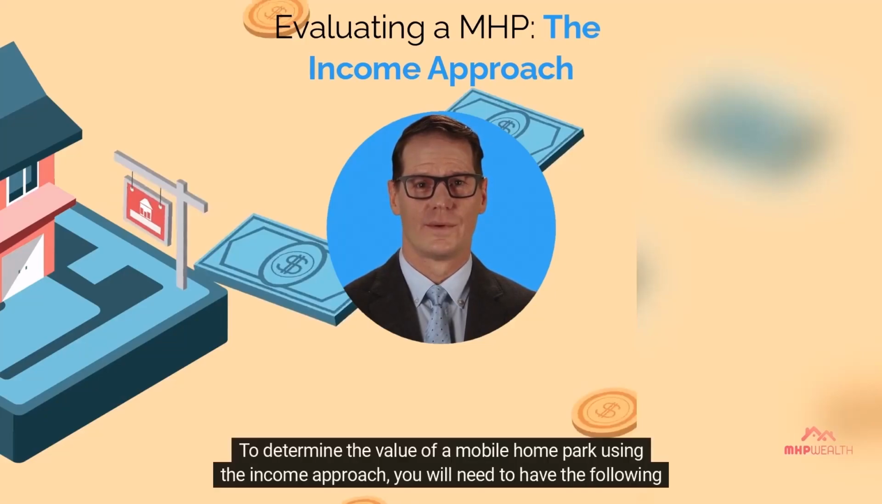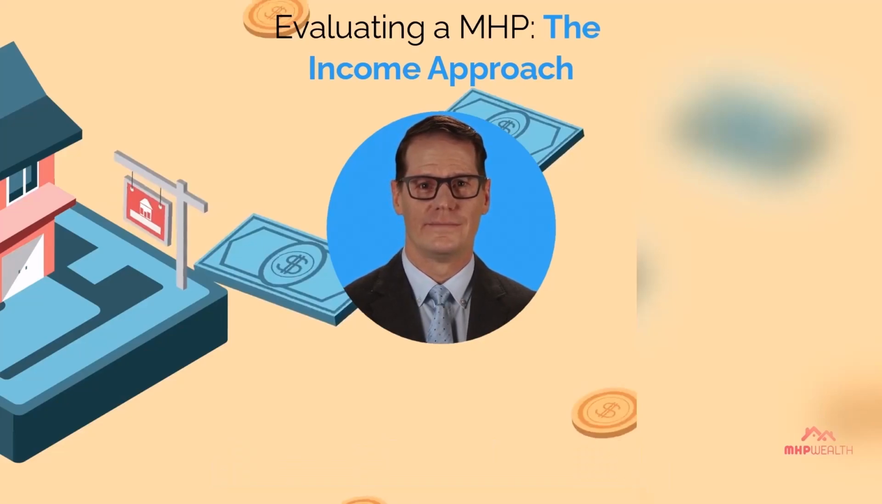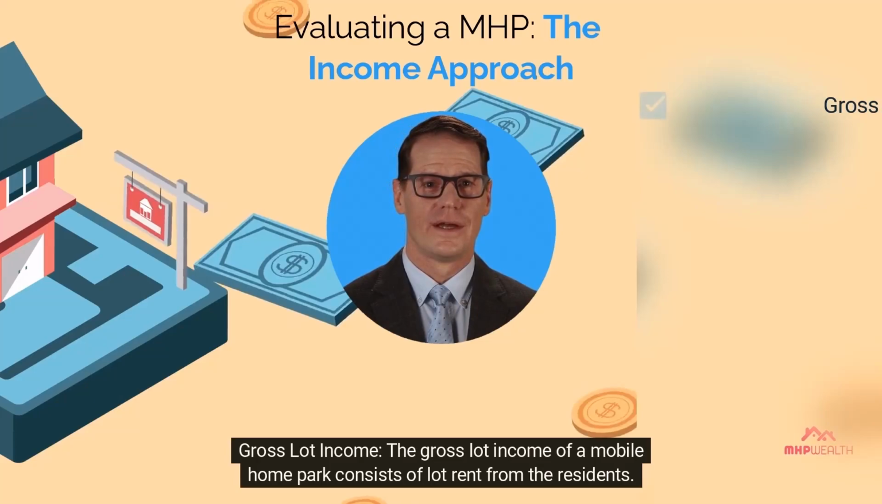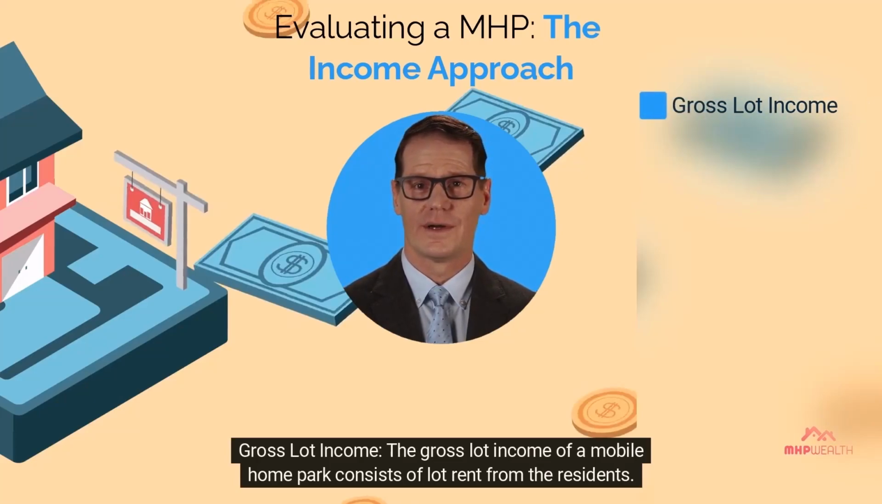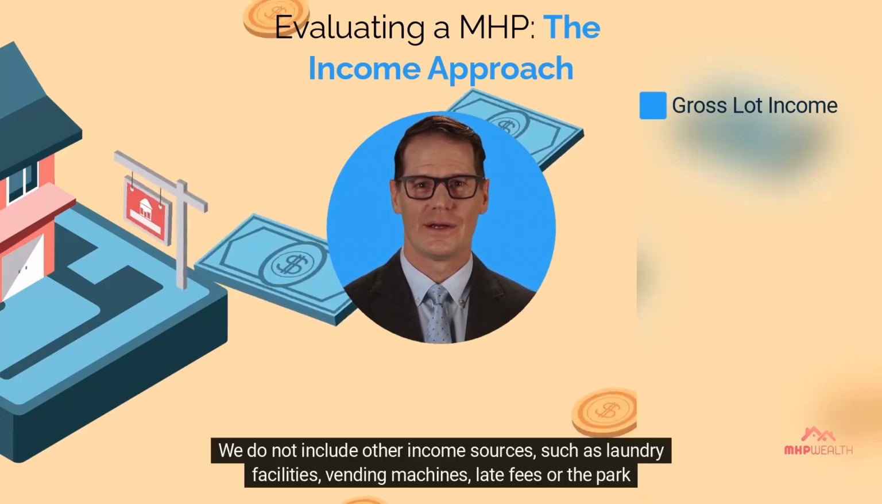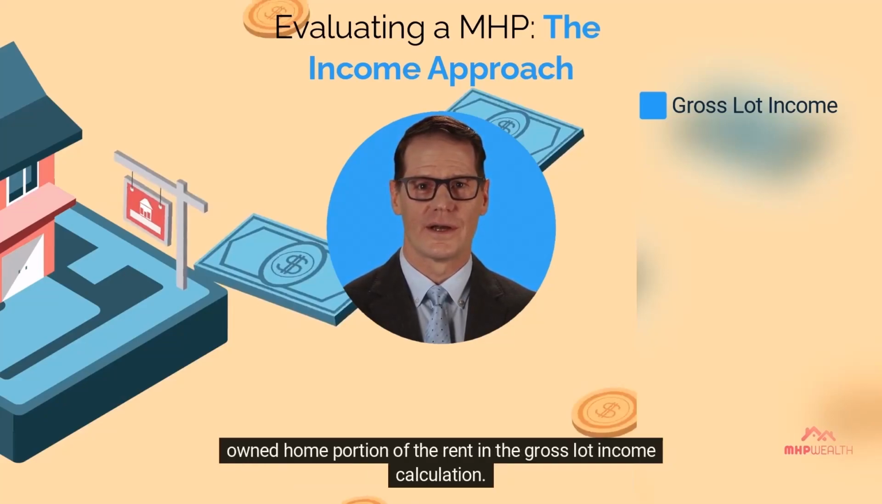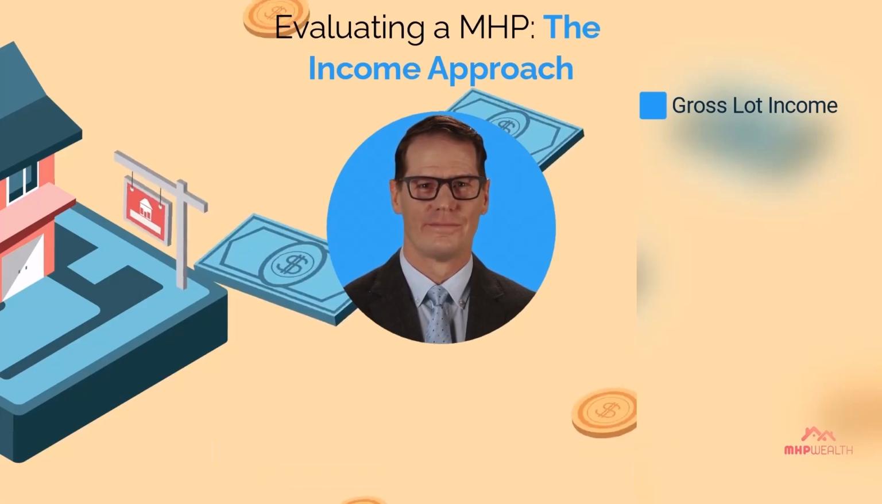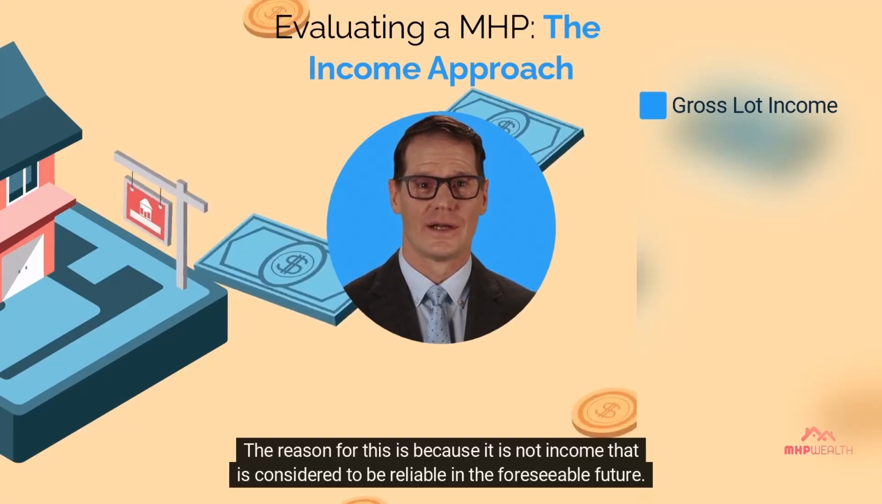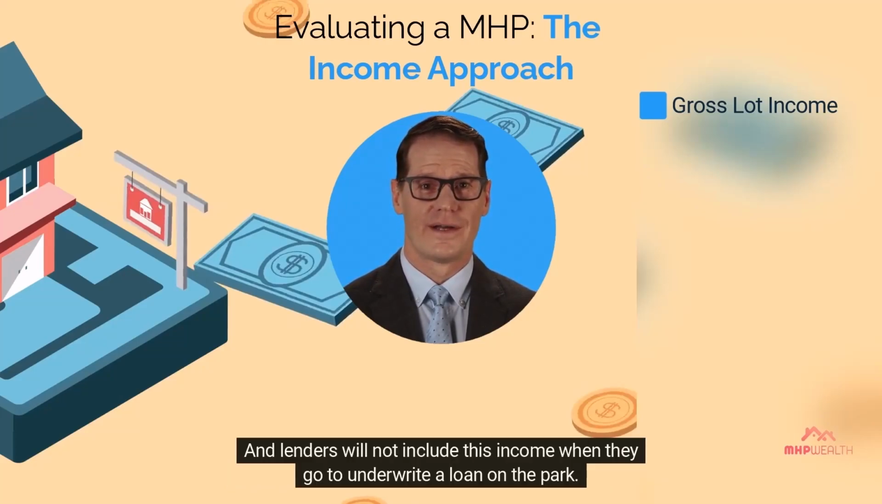To determine the value of a mobile home park using the income approach, you will need to have the following information. Gross lot income. The gross lot income of a mobile home park consists of lot rent from the residents. We do not include other income sources, such as laundry facilities, vending machines, late fees, or the park-owned home portion of the rent in the gross lot income calculation. The reason for this is because it is not income that is considered to be reliable in the foreseeable future, and lenders will not include this income when they go to underwrite a loan on the park.